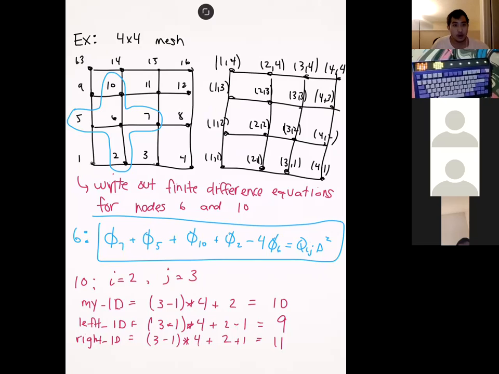Okay. All right. So now let's write out the equations for the top neighbor and the bottom neighbor. All right. So top ID.